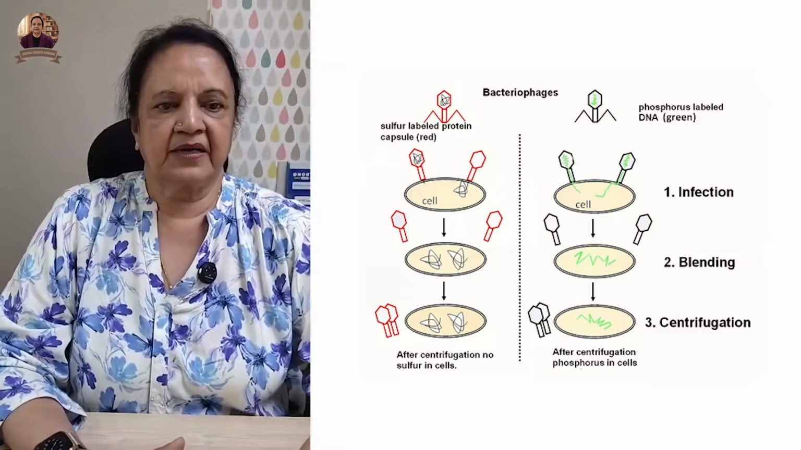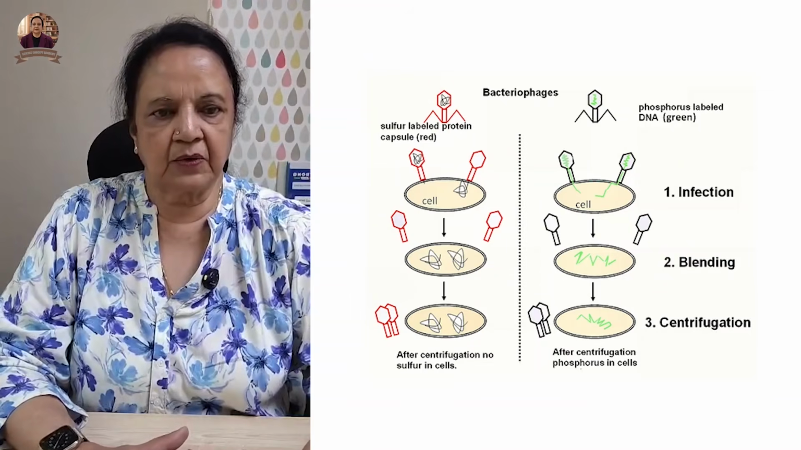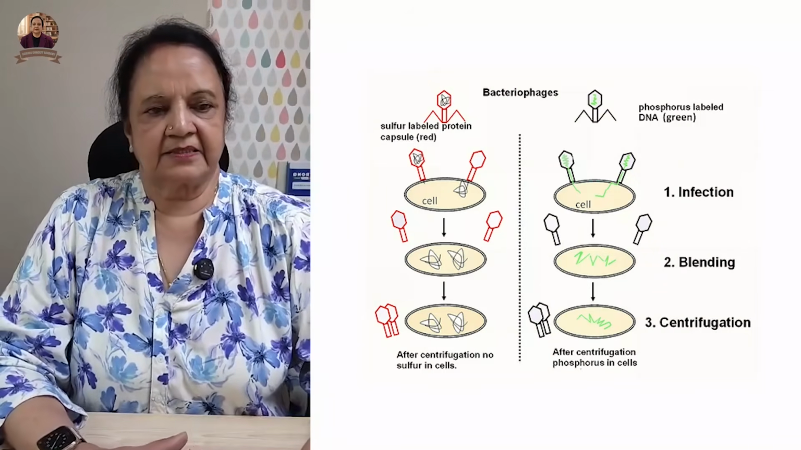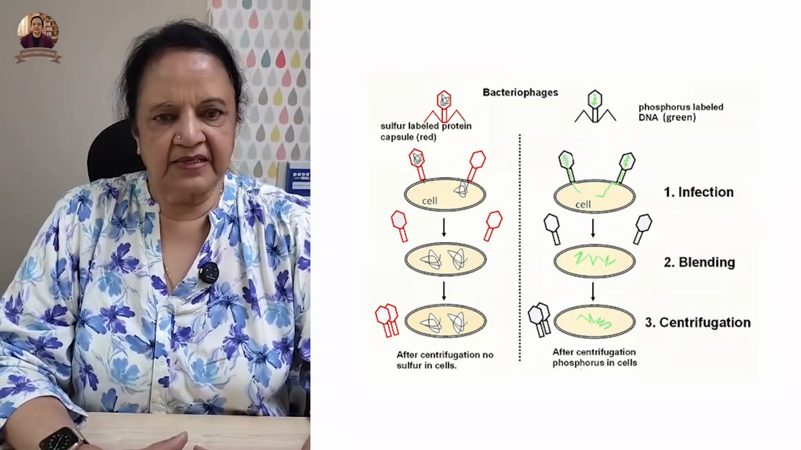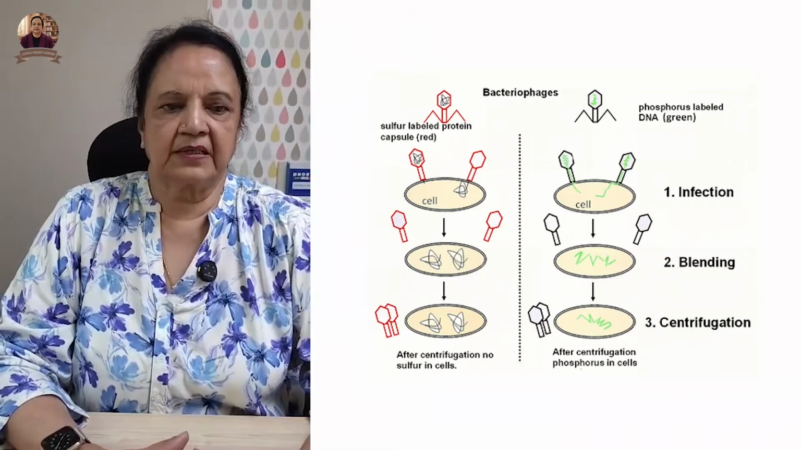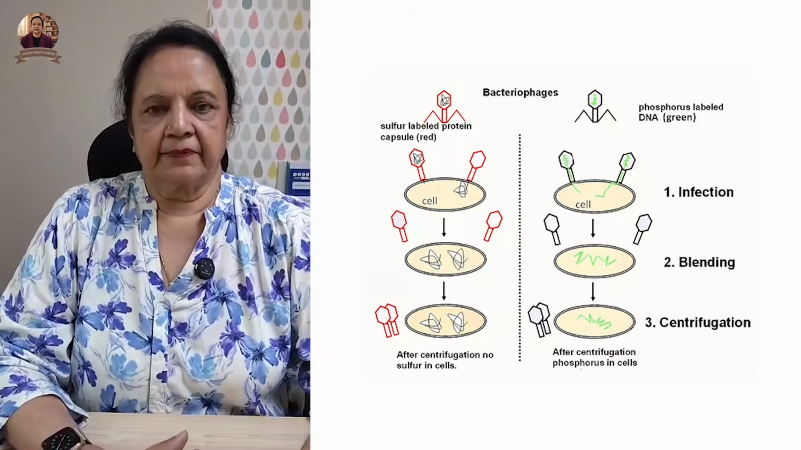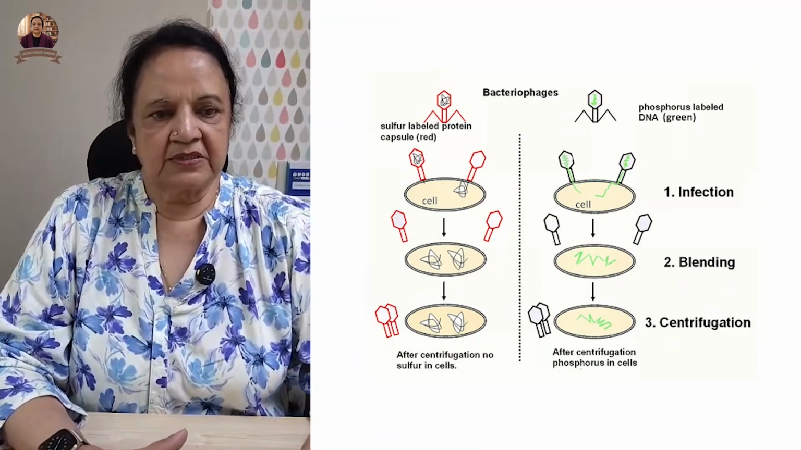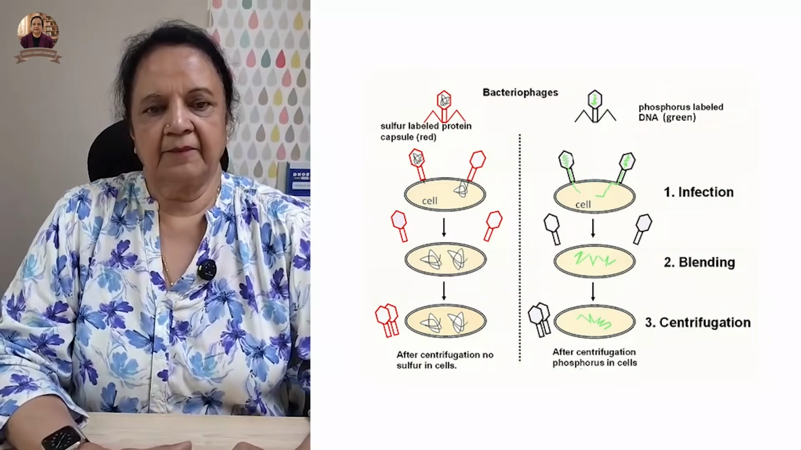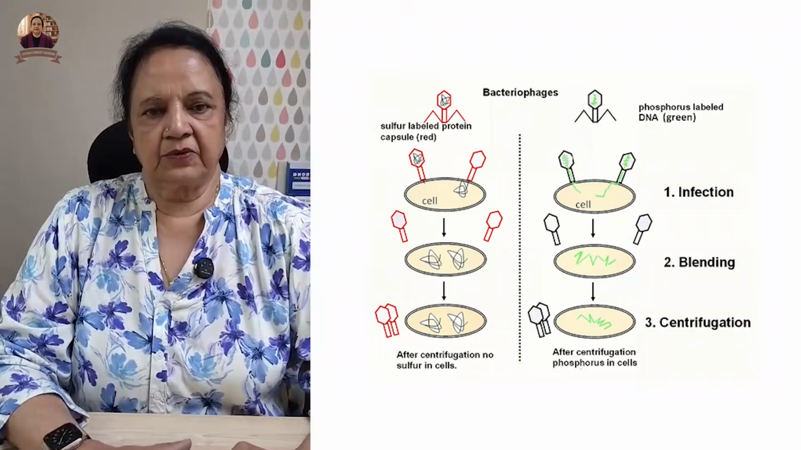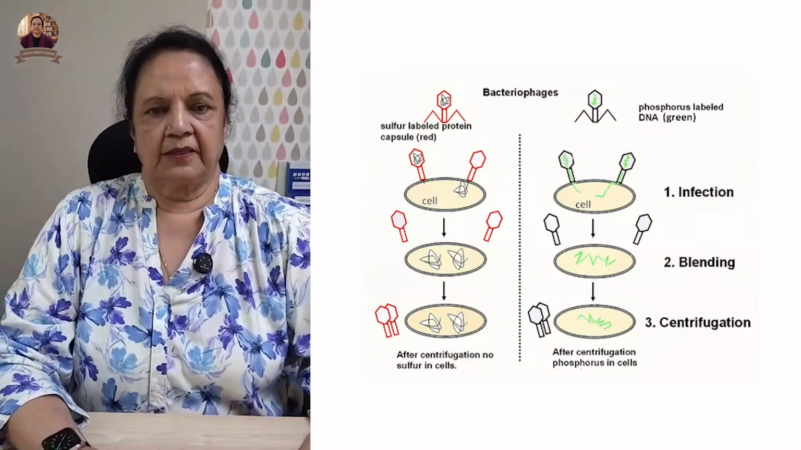In the sample infected with P32 labeled phages, the radioactivity was found inside the bacterial cells. In the sample infected with S35 labeled phages, the radioactivity was found in the supernatant, that is, with the phage coats. The conclusion drawn was, since only the DNA labeled with P32 entered the bacteria and directed the production of the new phage, DNA is the genetic material, not the protein.